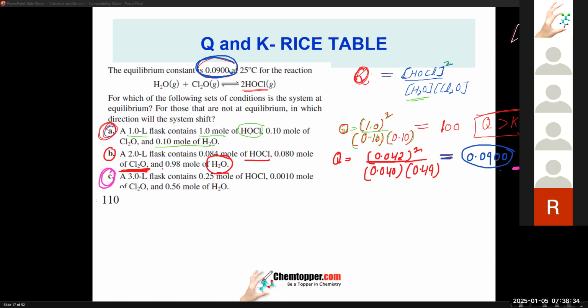Can we do the calculation for the C part? So Q equals to, get the concentration of HOCl. This time the volume is 3 liters. Okay, good. 0.0833. I have to take the square of that because this coefficient is 2, squared, divided by. What's the concentration of Cl2O? What's the concentration of water? No, Kavya? Oh, yeah, okay, 0.186. Okay, good.